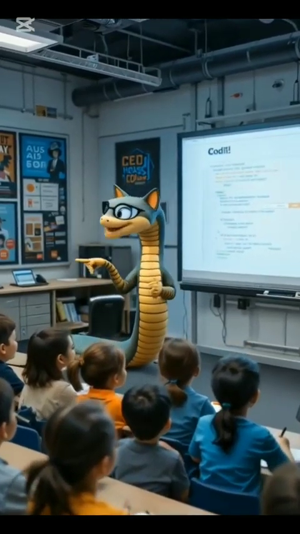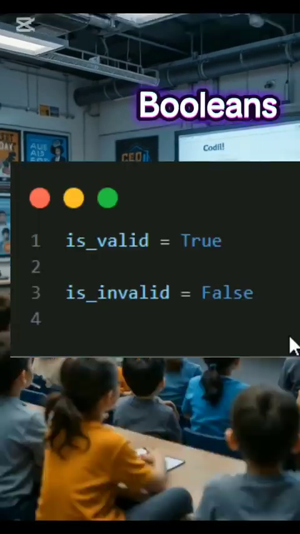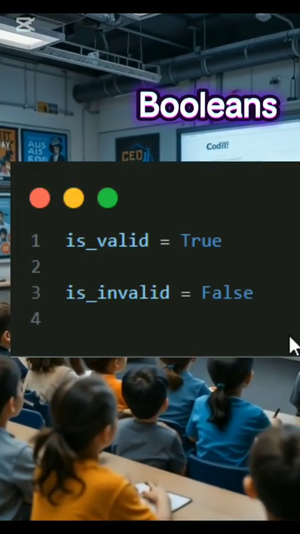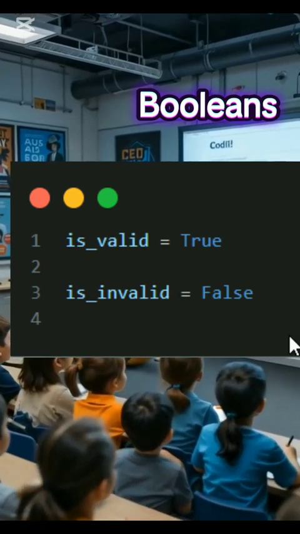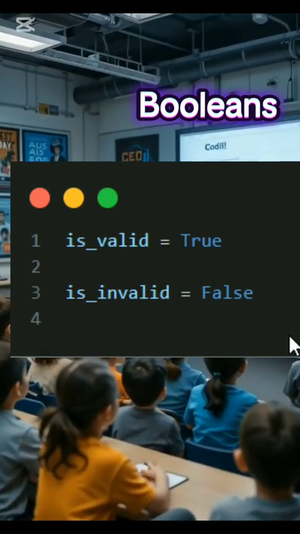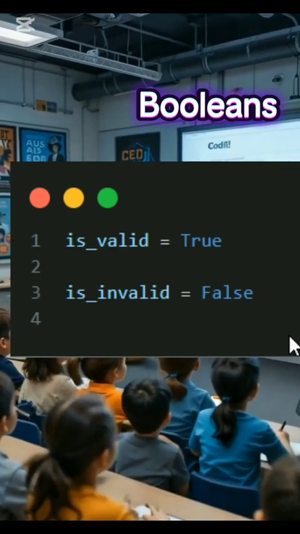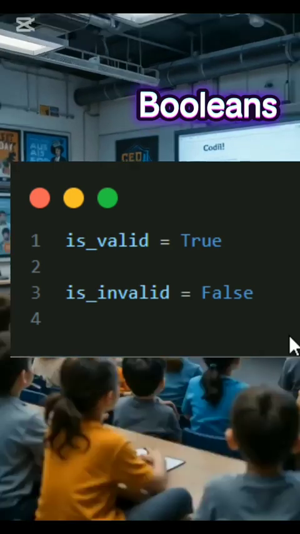Another data type we have in Python is the boolean, or booleans, or you can call them bool, B-O-O-L. Booleans represent truth values, either true or false, and they are used for logic operations and conditions.